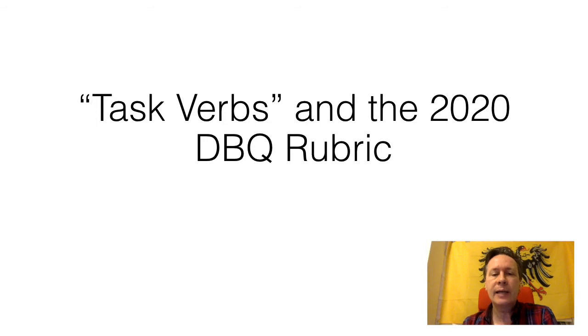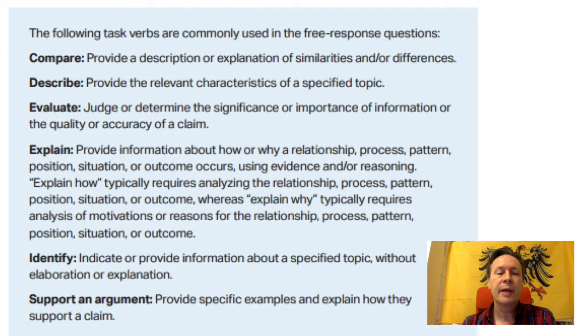Today I want to look at task verbs and how important they are to writing the 2020 DBQ for all three history exams this year. The AP History exams use 6 fundamental task verbs in the past, now, and in the future. You've been encountering them all year long on all parts of the exam. Let's take a look. Here they are.